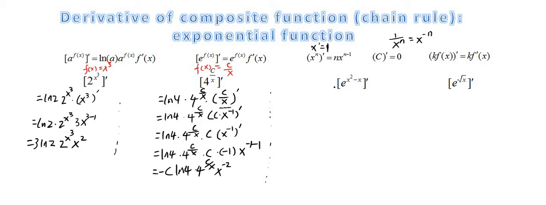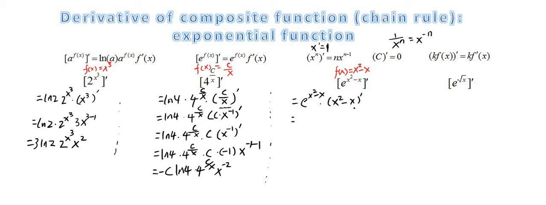For the third example, we can see the base is e, so we can follow the second formula. We can find f(x) equals x squared minus x. Okay, now we can follow the formula. That should be e to the power f(x), e to the power x squared minus x, times the derivative of f(x), x squared minus x.